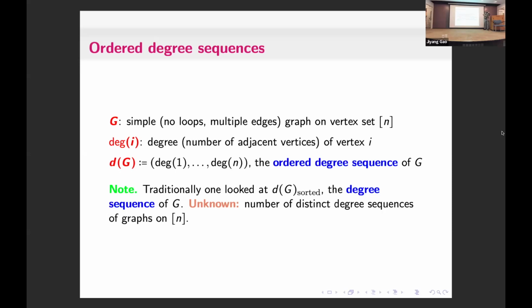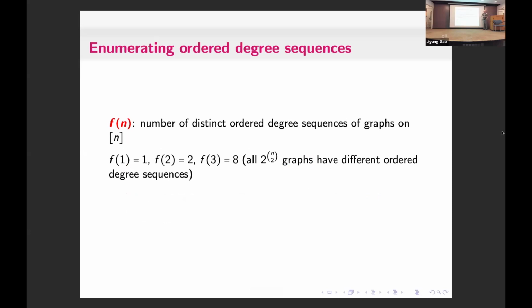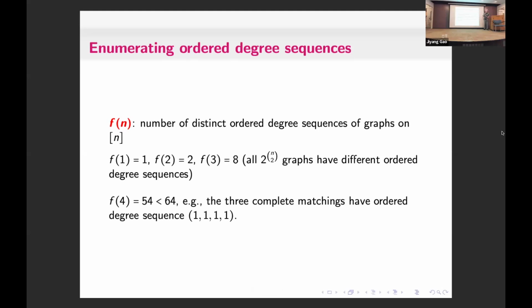But for ordered degree sequences, we can count how many there are for graphs on n vertices. So let f(n) be the number of distinct ordered degree sequences of graphs on n vertices. For a graph with 3 or fewer vertices, 2 different graphs have different ordered degree sequences. So there are 2 to the n choose 2 graphs on vertex set 1 up to n, all of them with distinct ordered degree sequences. But when we get up to 4 vertices, there are 54 distinct sequences. For instance, there are 3 different perfect matchings on the vertex set, and they all have the same ordered degree sequence, 1, 1, 1, 1. So it's less than 64.